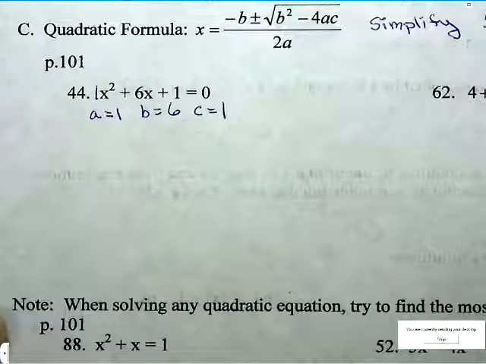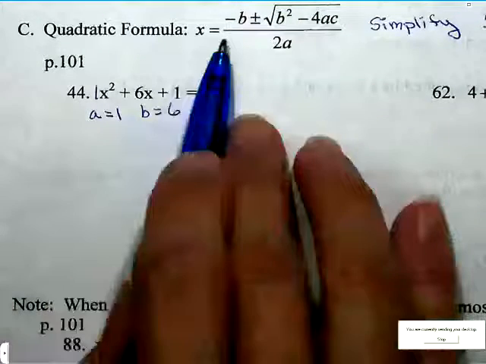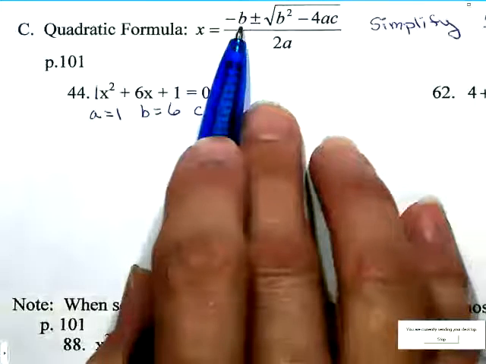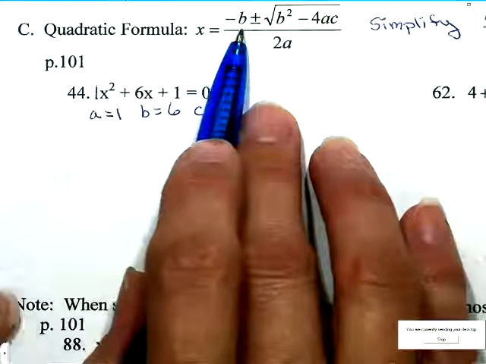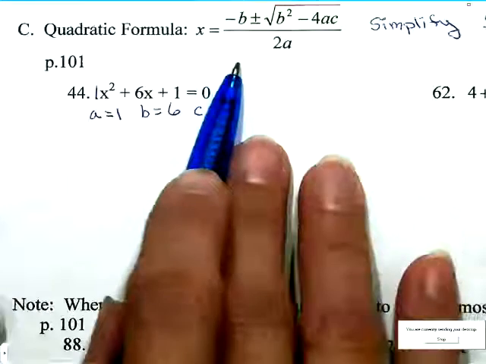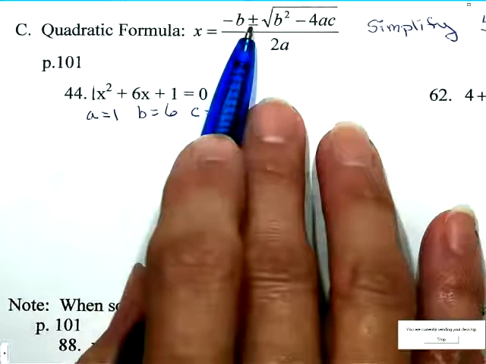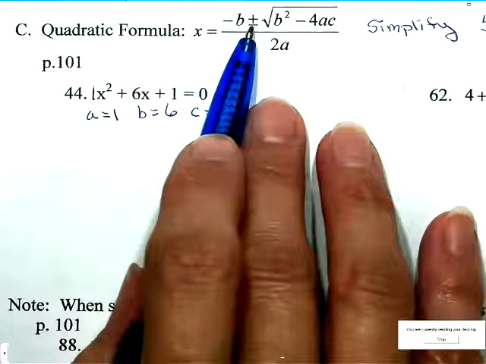And you can, instead of reading that as negative b, you can read it the opposite of b. Whatever b is, you take the opposite of it. And if no one has ever told you this, I'll let you in on a little secret. The quadratic formula can be sung to the tune of Pop Goes the Weasel.